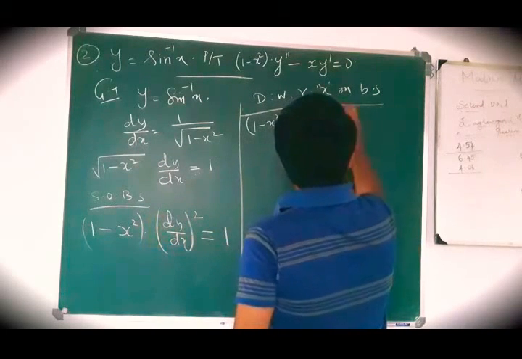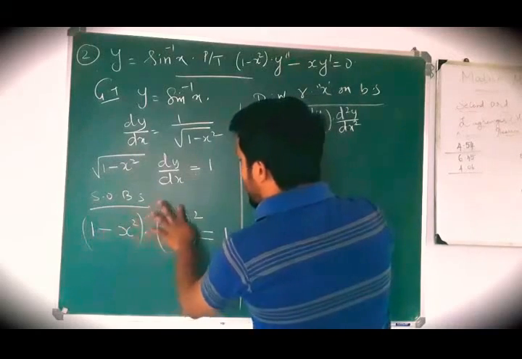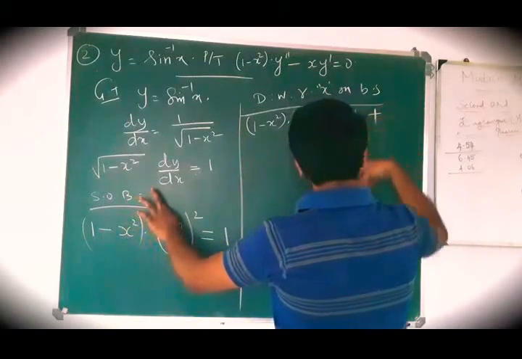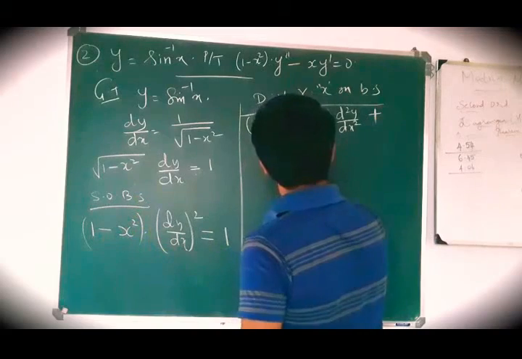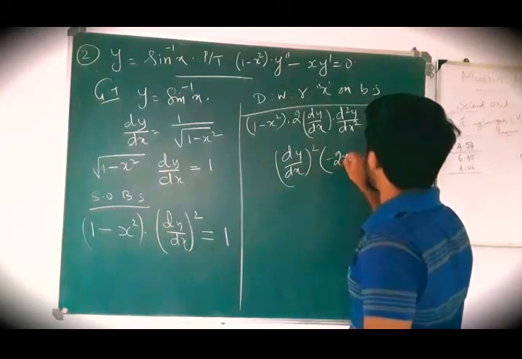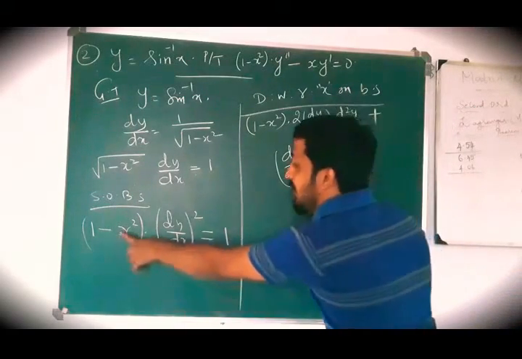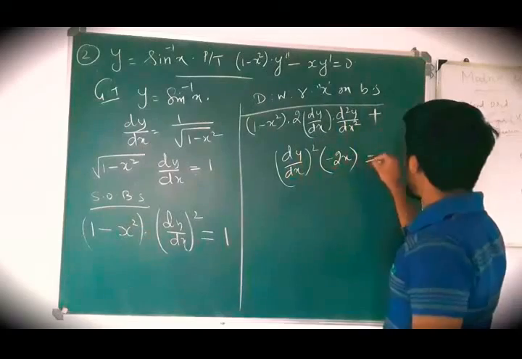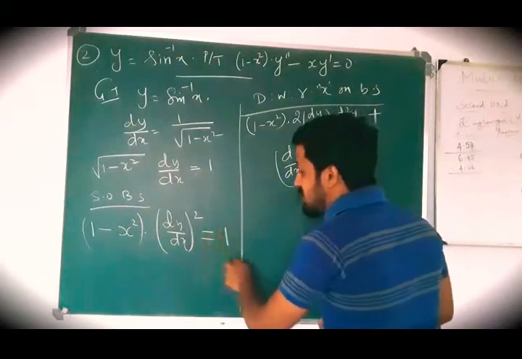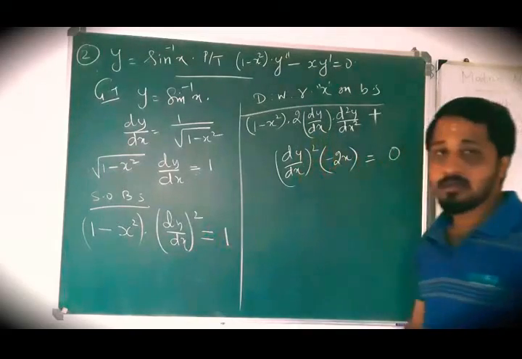So into d square y by dx square. This is first function into second function of the derivative plus second function into first function of the derivative, that is something like minus 2x. So this is second function into first function of the derivative, that is minus 2x, is equal to right hand side. What is the constant? Derivative of constant is 0. So right hand side will be 0.